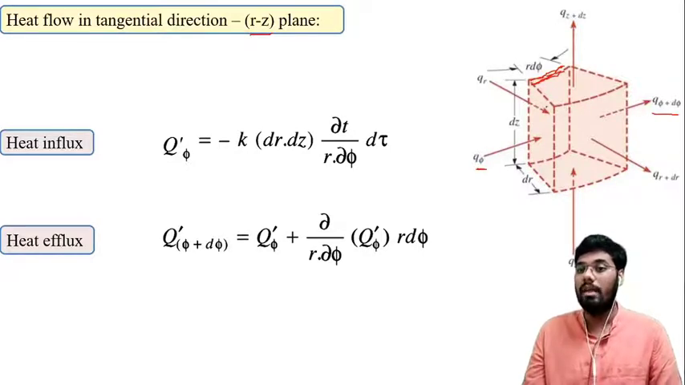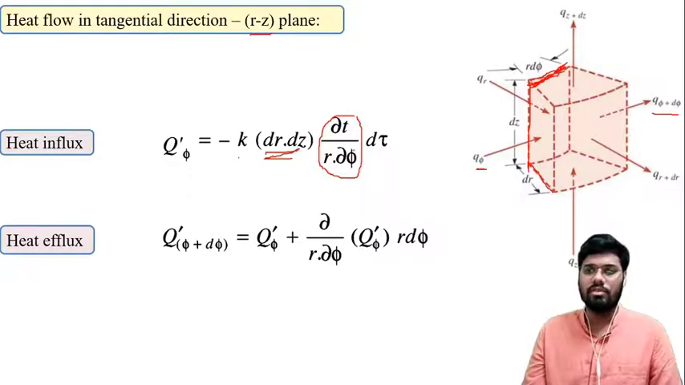So your area would be this dz and this dr. So dr and dz would be your area. So minus k dr dz, change in temperature del T by r d phi, because the distance heat is traveling is r d phi, it is covering this side. So del T by r d phi in time interval d tau. This is the heat influx. The heat efflux is q phi plus d phi. We know how to write q phi plus d phi: q phi plus the change in q phi because of traveling which distance, r d phi.